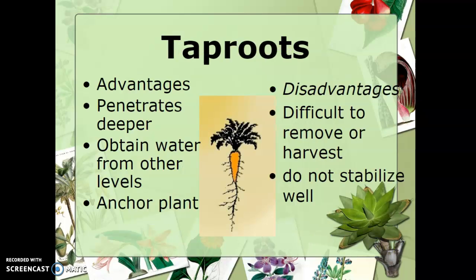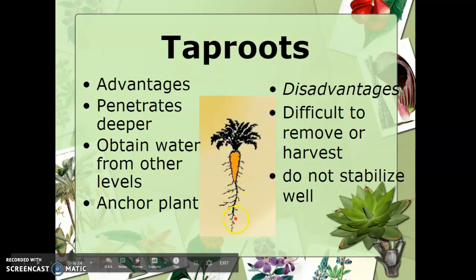So let's look at some advantages and disadvantages. Taproots. Because that one large root, it actually can go really, really deep. And because it can go deep, it can absorb a lot of water from those lower levels. Even if it's dry and it hasn't rained in a month, these roots can really grab water from the bottom. And because it goes deep, it usually anchors the plant really, really well. So it may not blow over in storms as much.